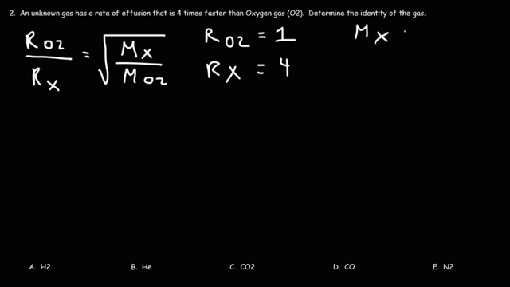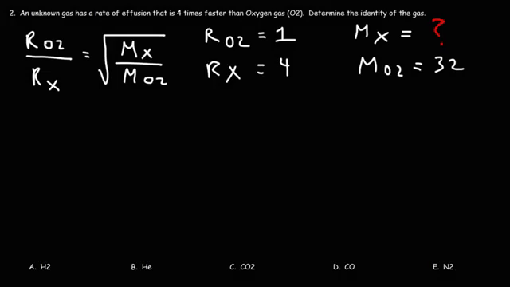Now, in order to determine the identity of the gas, given that we have a multiple choice problem, we need to calculate its molar mass. We know the molar mass of O2. We could find that in a periodic table. It's 16 times 2, or 32 grams per mole. So our goal in this problem is to calculate the molar mass of the unknown gas, and then we can match it with one of the answer choices below.